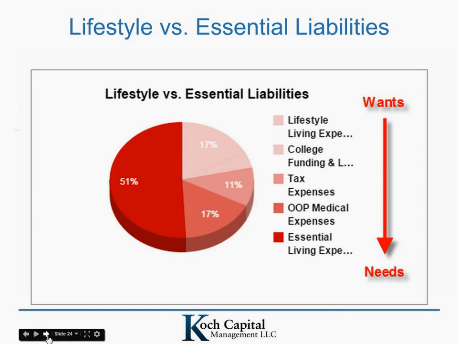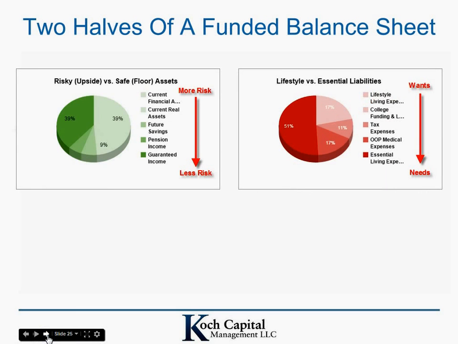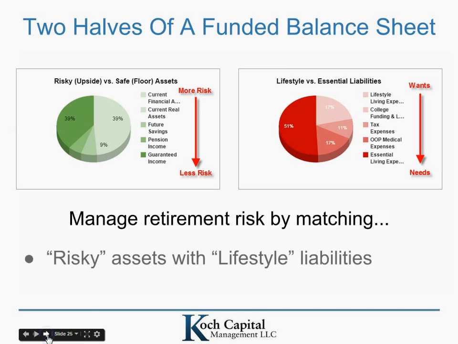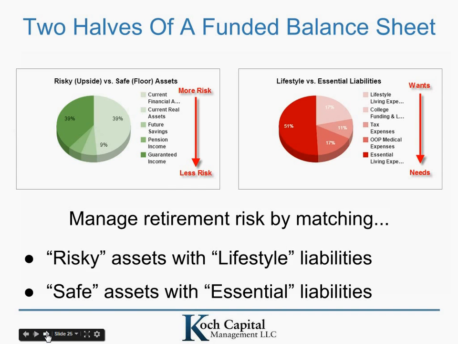Okay, so let's put the liabilities together with the assets, and this is the side-by-side comparison we're looking at. On the asset side, we're looking at the higher risk assets down to the less risky assets, and then from your wants, your discretionary, your lifestyle type expenses, down to the ones that you absolutely have to fund. And what we're trying to do in terms of managing the retirement risk is really match your risky assets with your lifestyle liabilities, and your safe assets with your essential liabilities.